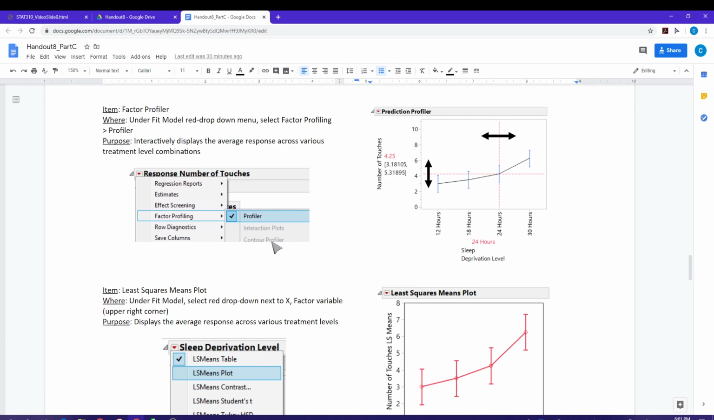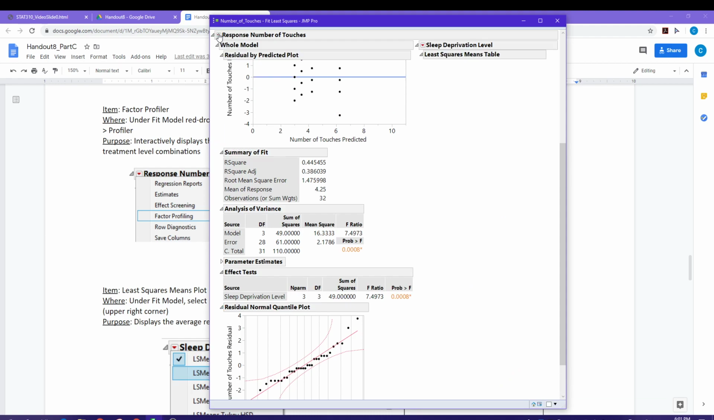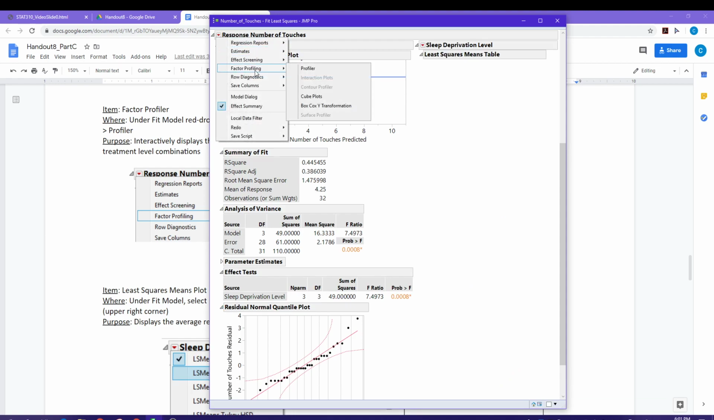All right, a couple of other things here. I'm just going to go over in JMP and show you these. One's the factor profiler, and the other is the least square means plot. So let me go back over into JMP and show you where those things are obtained. From my drop down here, I can select Factor Profiling and then Profiler.